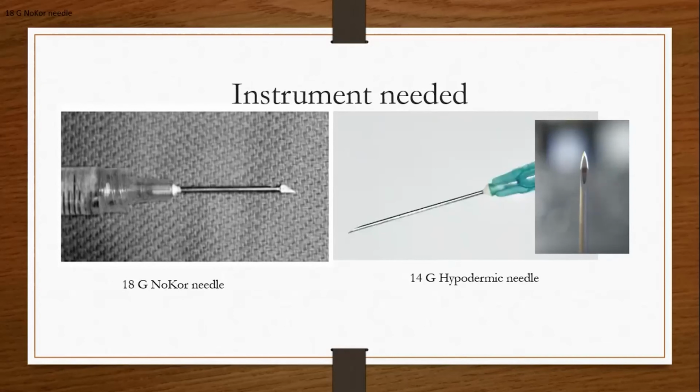Yes, this is a commonly used instrument. Most people prefer the 18 gauge Nokor needle, which is a triangular needle. But if this is not available, we can also go for a hypodermic needle. We can use a 14 gauge hypodermic needle. This is how the tip of the hypodermic needle looks. Instead of the Nokor needle, we can just use this hypodermic needle to break the fibrous band. Okay, next slide, please.